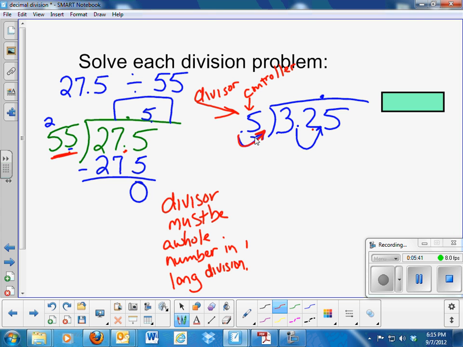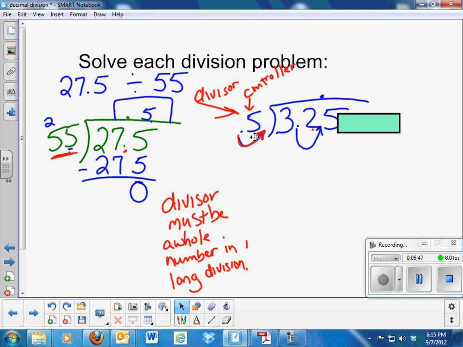All right, so let's finish our division up here. We are going to get our index card, and we're going to cover all of our numbers and uncover one at a time. Can 5 go into 3? No, it can't. So now I'm going to move my card over. Can 5 go into 32? Yes, it can. It can go 6 times.